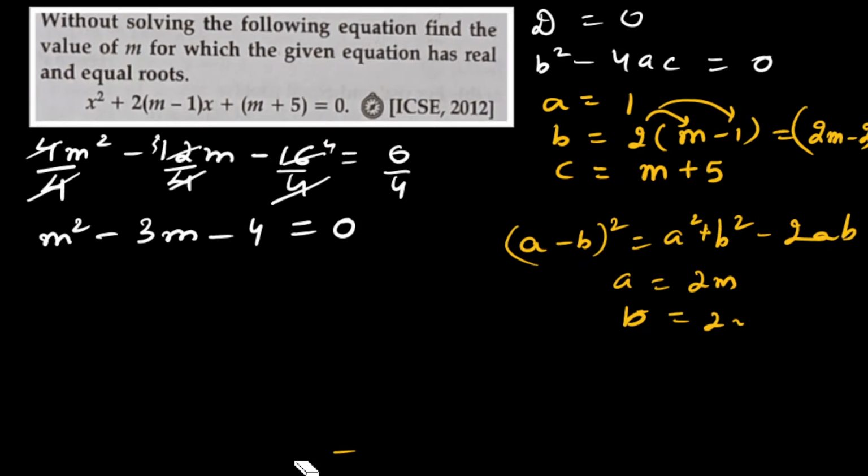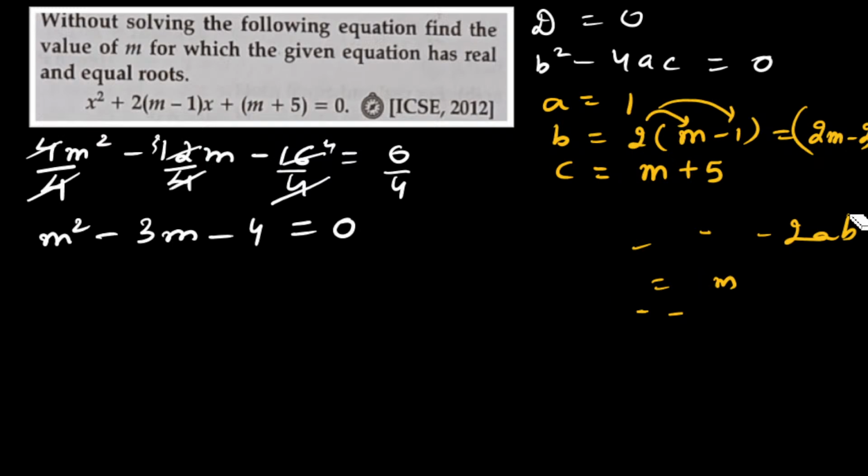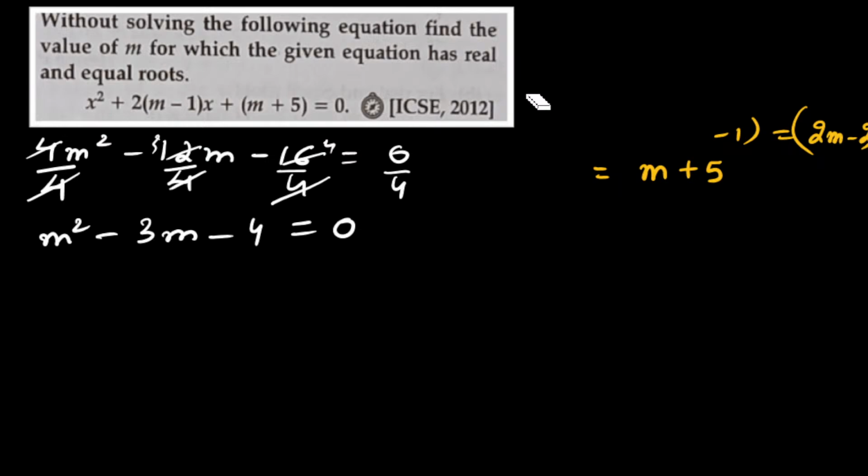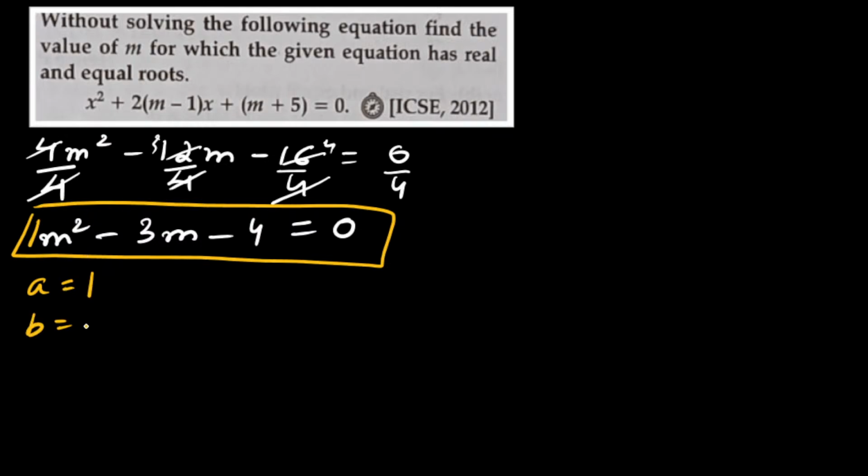Are you all getting the same quadratic equation? Because I don't want to make any mistake. In the flow, sometimes mistakes happen. So with the quadratic formula, if you want, you can do it. I'll write the values of a, b and c. a is 1, the coefficient of x square term, or here the m square term. b is equal to minus 3, the coefficient of the linear term, like the coefficient of m. And c is equal to minus 4.